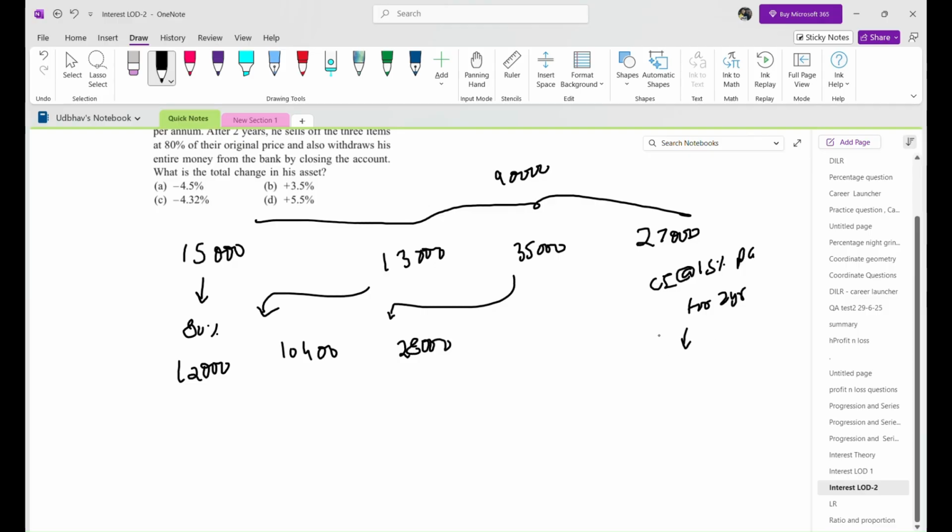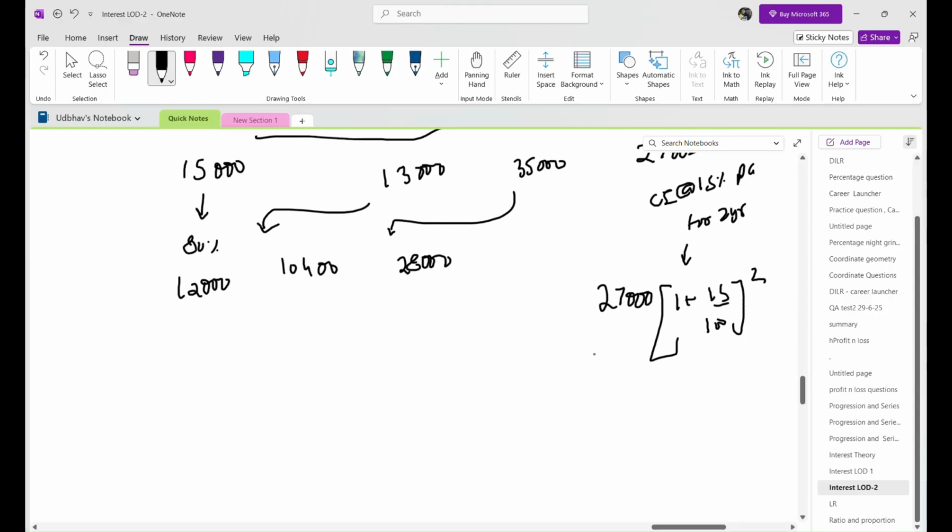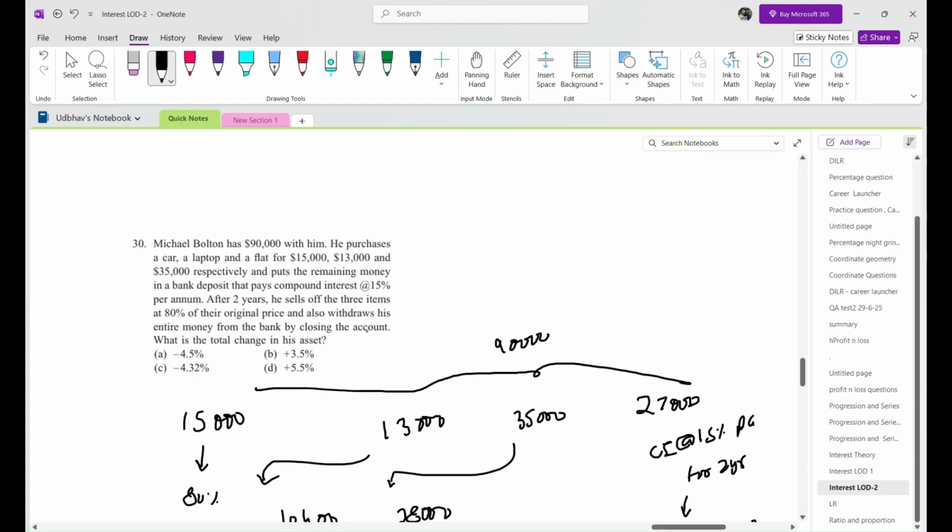And how much did he get from the bank on his investment? What will be the amount? So you can use the compound interest formula directly. 1 plus 15 upon 100 whole square. What will be the total amount? 27,000 into (1 plus 15 upon 100) whole square. It comes out to be 35,707.5.